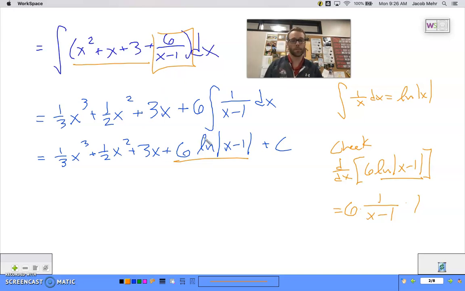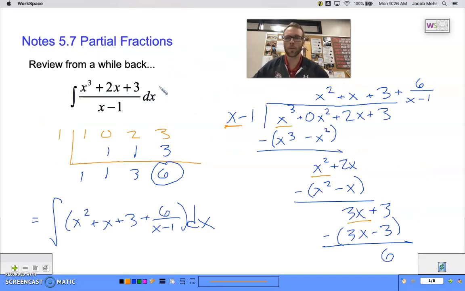So there's review. When the degree of the numerator was larger than the degree of the denominator, we just divided, okay, and we were able to get a lot simpler integral to find.